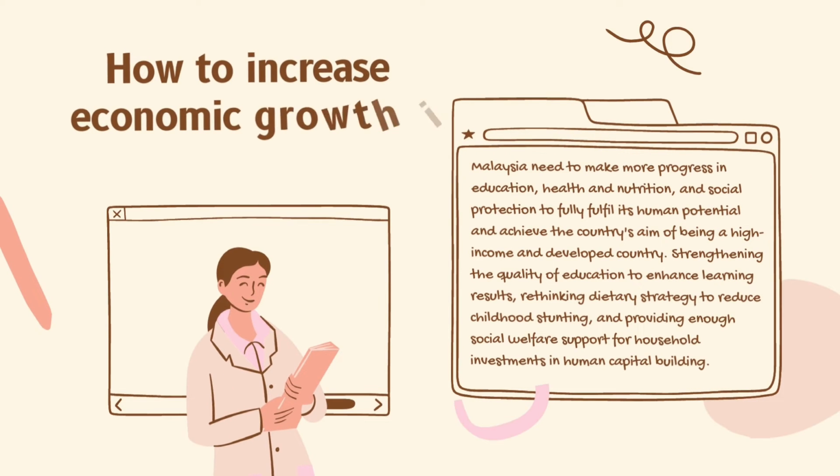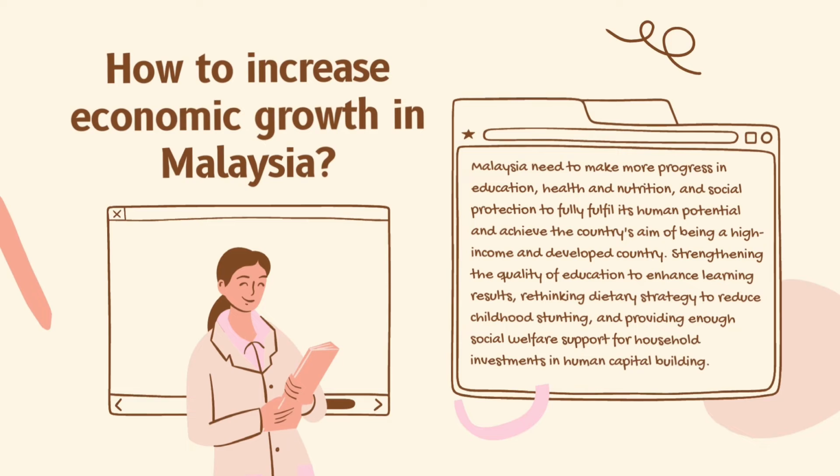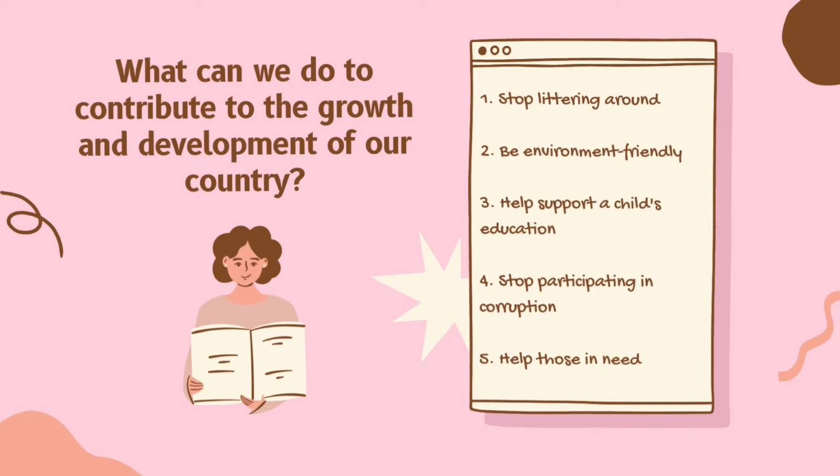How to increase economic growth in Malaysia? Malaysia needs to make more progress in education, health and nutrition, and social protection to fully fulfill its human potential and achieve the country's aim of being a high-income and developed country, strengthening the quality of education to enhance learning results, rethinking dietary strategy to reduce childhood stunting, and providing enough social welfare support for household investments in human capital building. What can we do to contribute to the growth and development of our country?